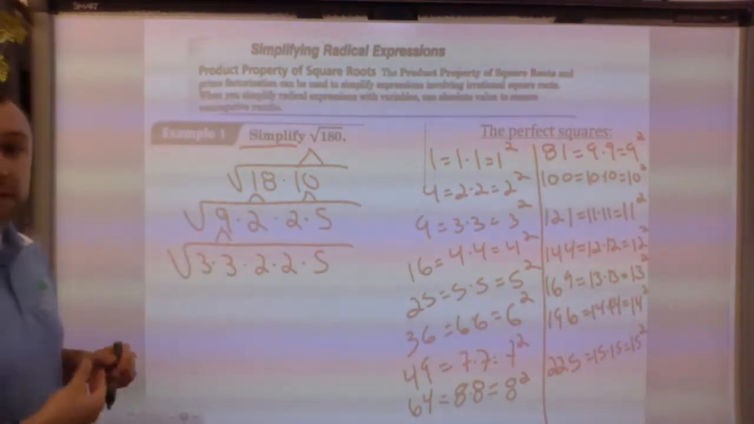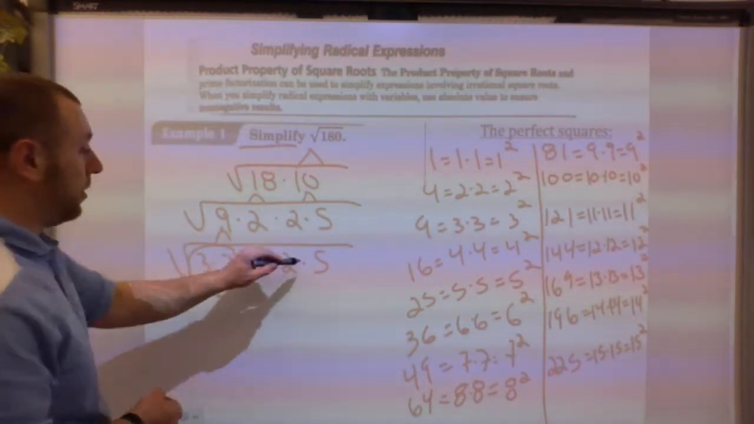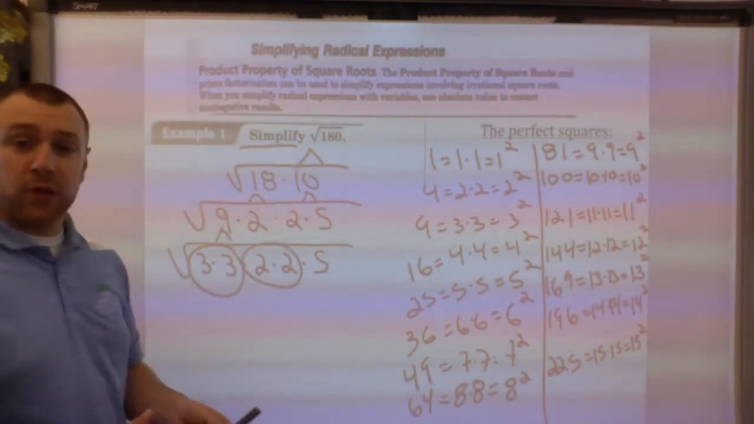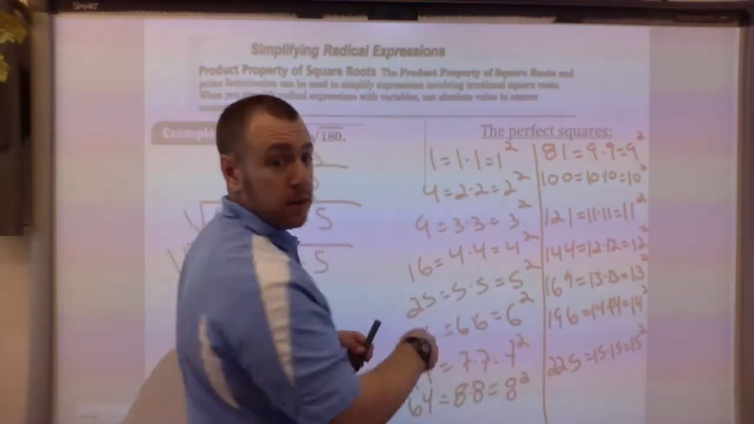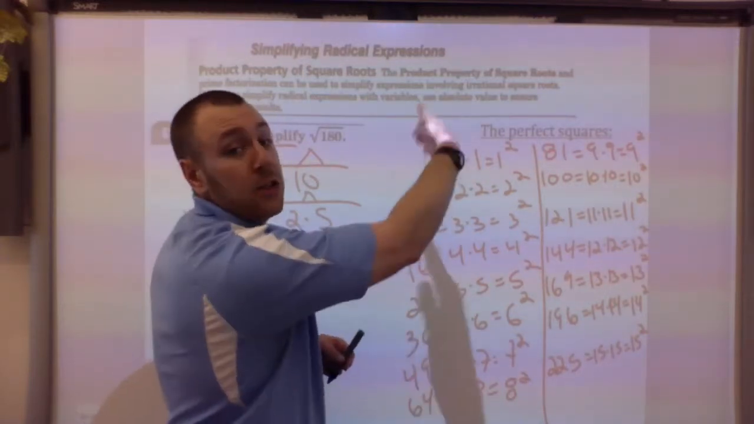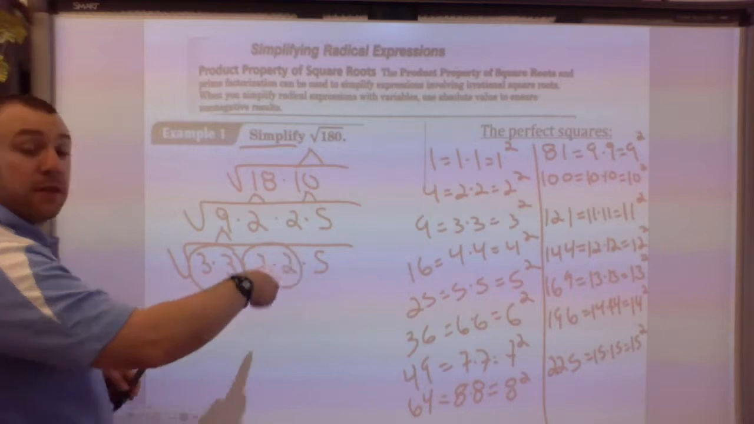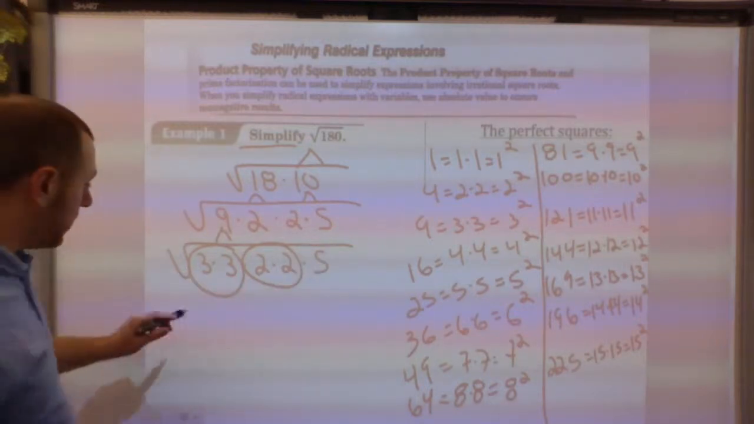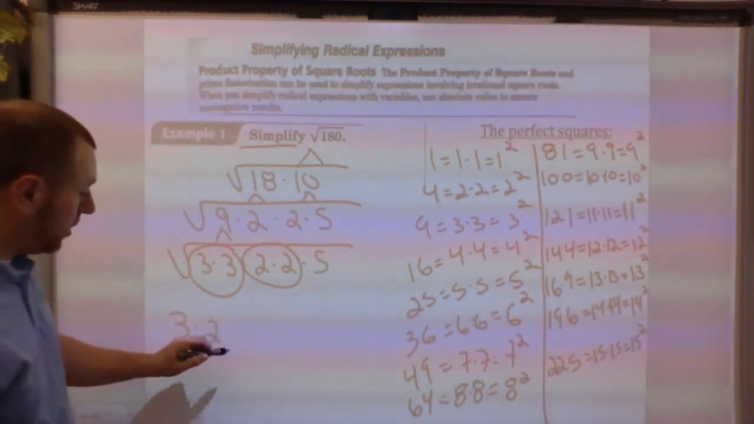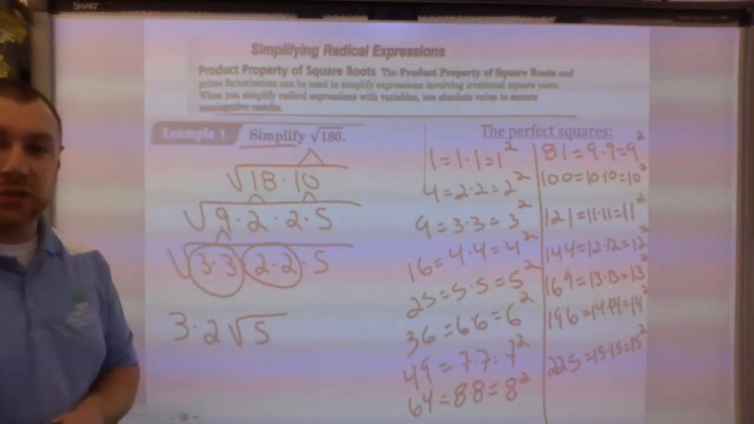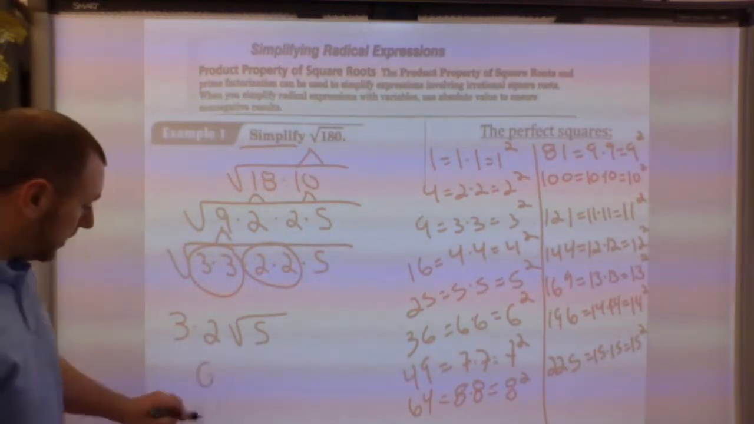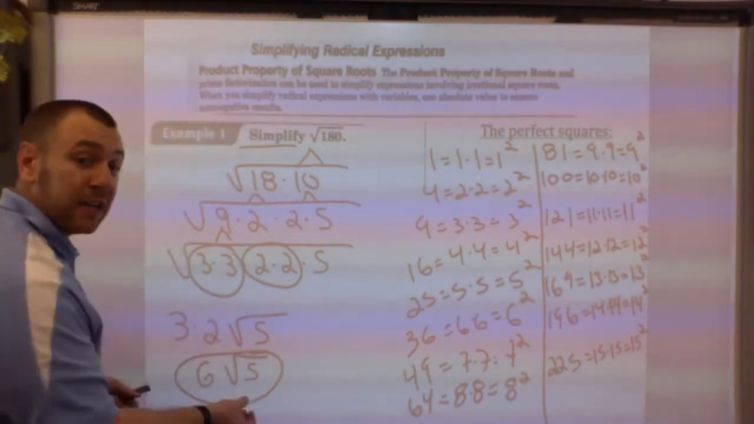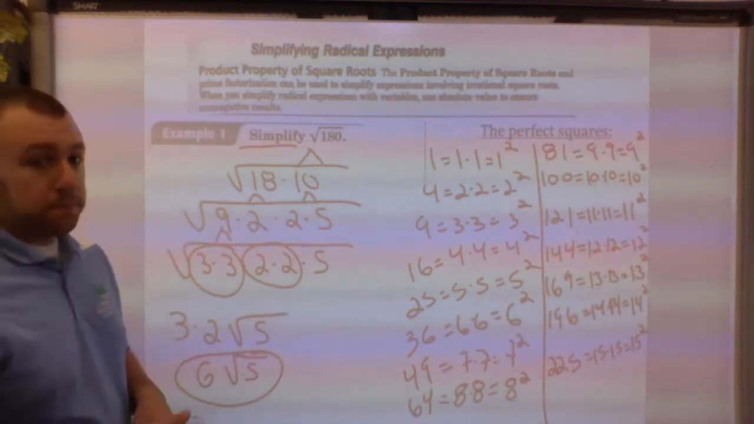So for each pair of numbers, I can take one of them out of the square root, or the radical. I can also do the same thing with this pair of 2's because 2 times 2 is 2 squared. The square root of 4 is 2. So I can actually take those out. This 5 doesn't have a partner, so therefore it has to stay in. So it becomes 3 times 2, and then inside the square root is 5. So 3 times 2 is 6 square roots of 5. And that's my answer. No decimals. I just made the square root a lot smaller.